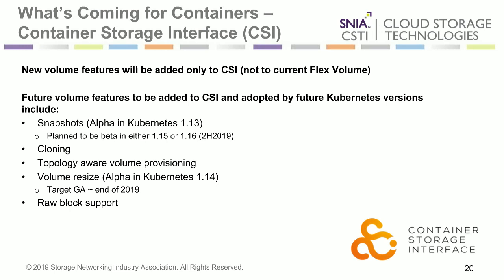With snapshots, they went alpha in 1.13. They did not go beta in 1.15. So hopefully in 1.16, snapshots of CSI volumes will be beta then. They're working on the capability to do cloning. So if you have a data set or a volume that you want to make a clone of, you'll be able to do it all through Kubernetes. You won't have to go to the storage and do anything there. You'll just be able to go through Kubernetes, clone a volume, and start using it for another container.